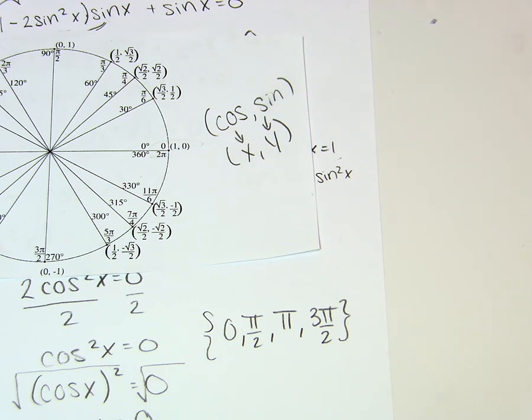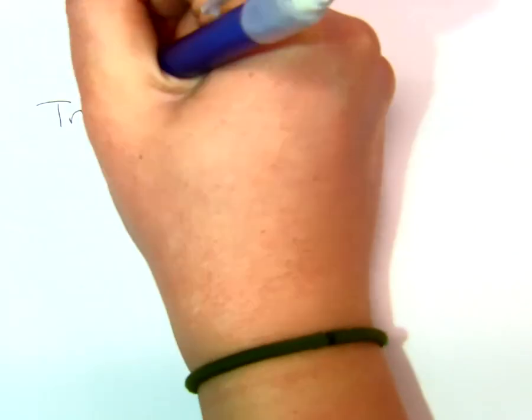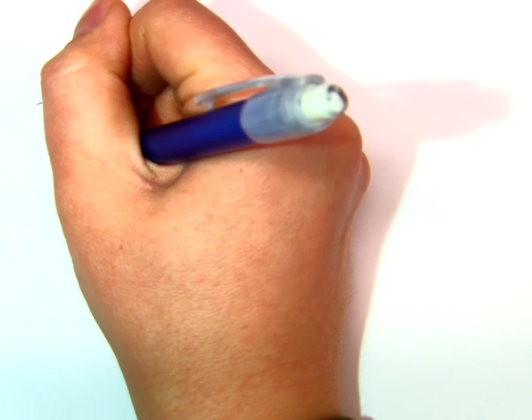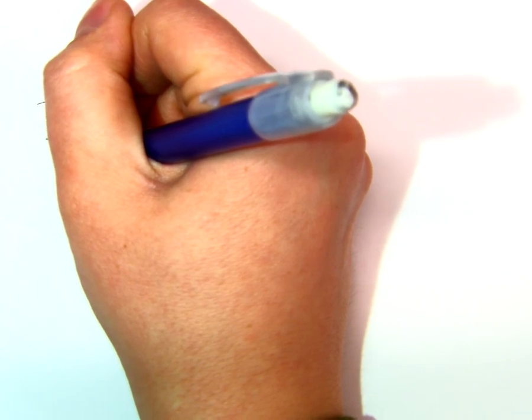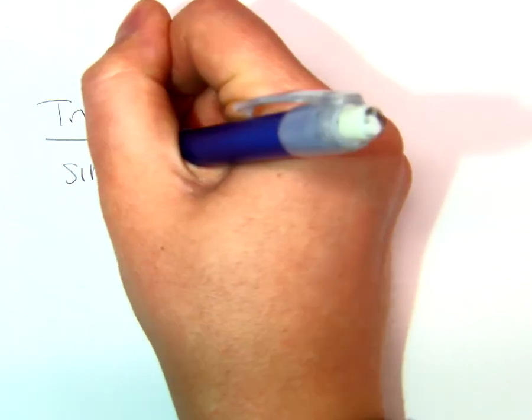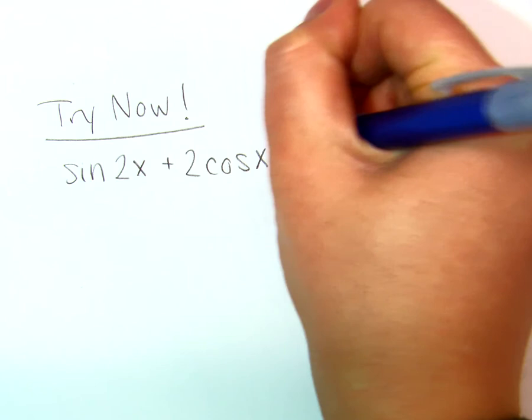I would like you to try on your own. Try on your own: sine 2x plus 2 cosine x equals 0.